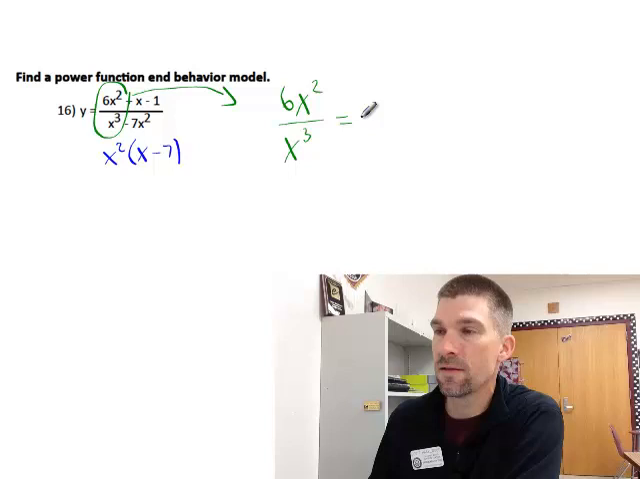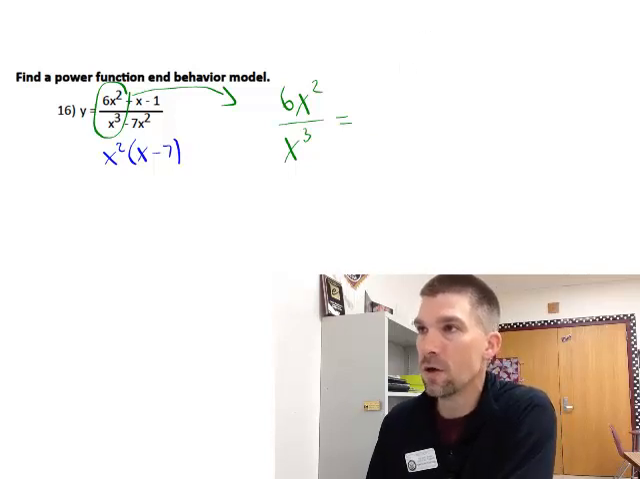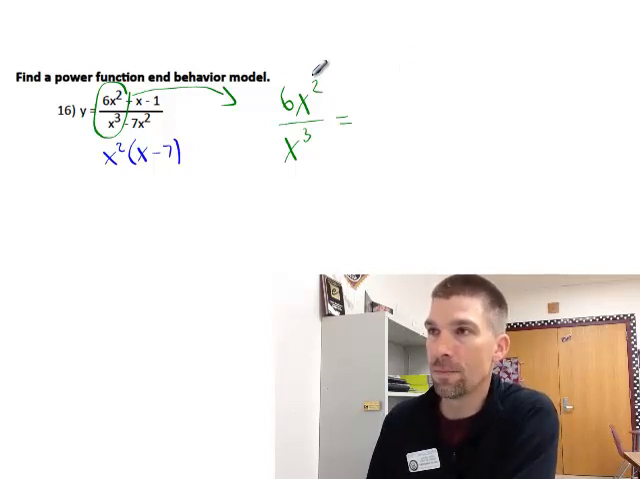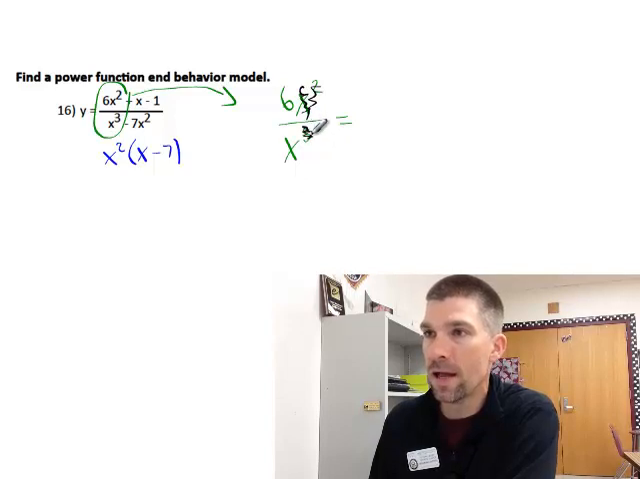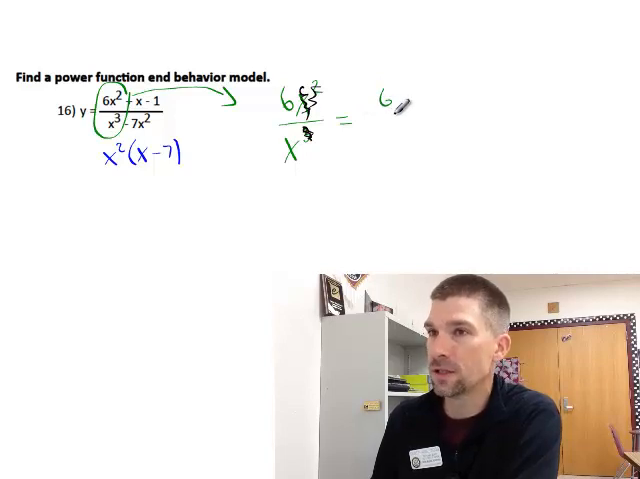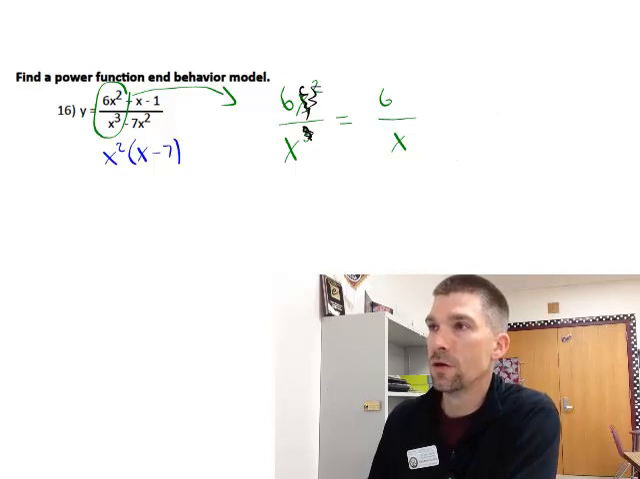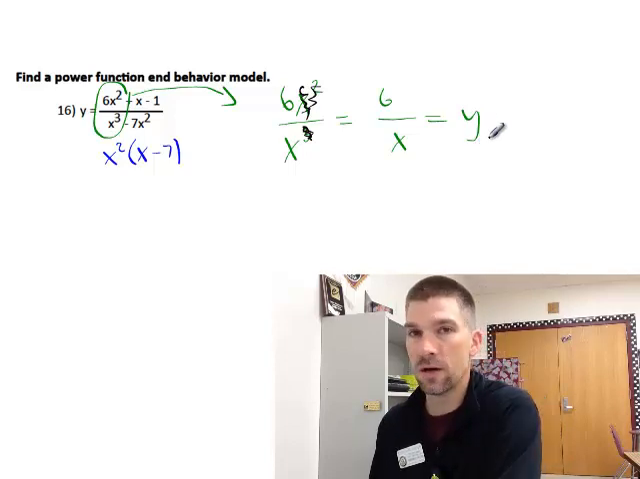So since nothing factored out of the entire function first, what I'm going to do is reduce these guys. And when I look at these guys, I notice that all my x squareds on the top are going to go away, and my x cubed on the bottom becomes x. And so if you graph 6x squared plus x minus 1 over x cubed minus 7x squared, when you look at values that are really, really large, you're going to end up with an end-behavior model that looks like this: y equals 6 over x.